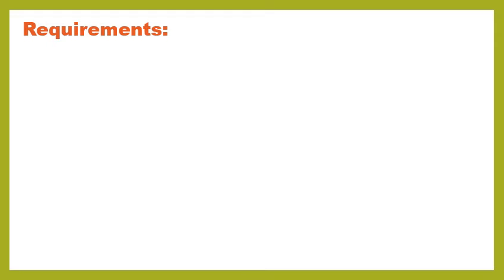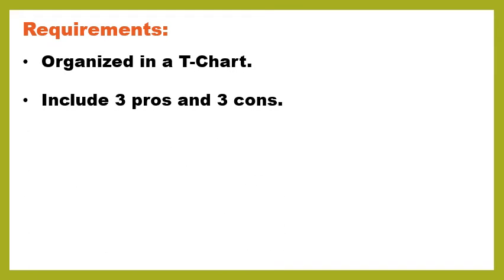All right, so let's just review what you have to do, or the requirements. You need it organized in a T-chart, not a list, not an essay, not a paragraph. You need 3 pros and 3 cons. If you want to do more, that's more than fine, but 3 for each is the minimum, so it can't be less than 3 pros. You can't have just 2 cons.